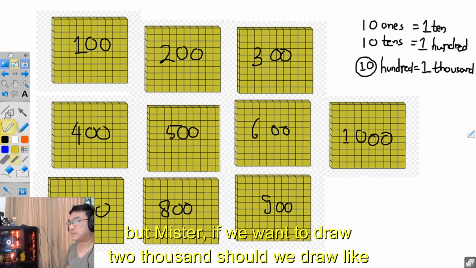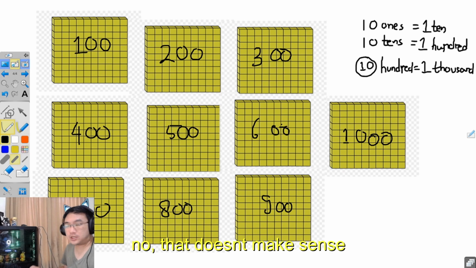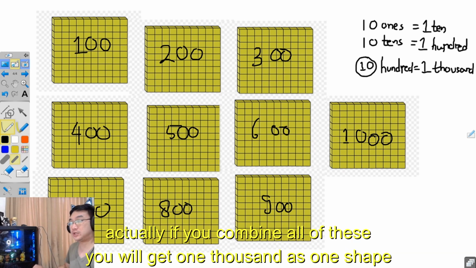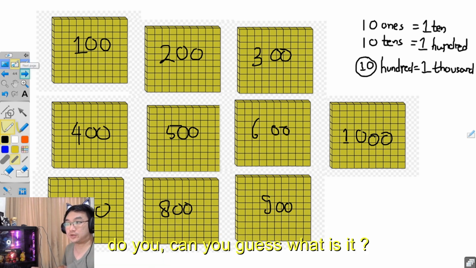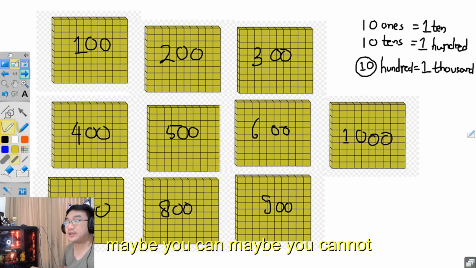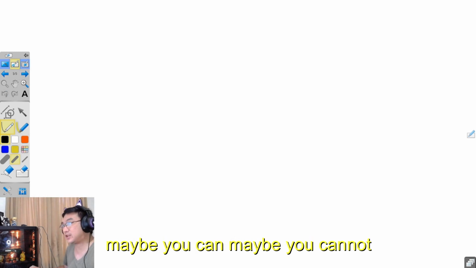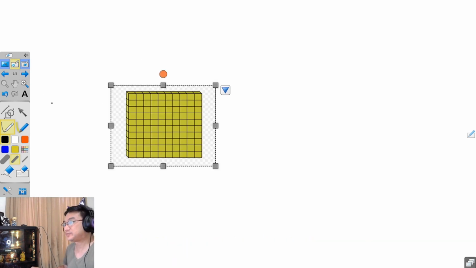Yeah, but mister, if we want to draw 2000, should we draw like 20 of these? No, it doesn't make sense. Actually, if you combine all of this, you will get 1000 as one shape. Can you guess what it is? Maybe you can, maybe you cannot. Type in the comment below.